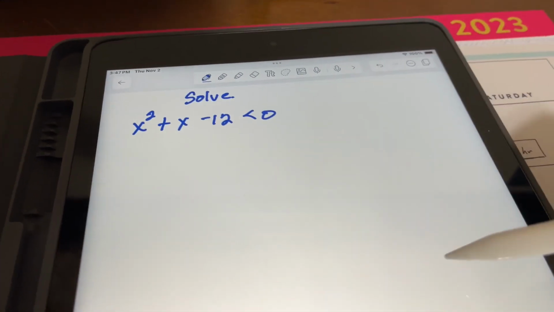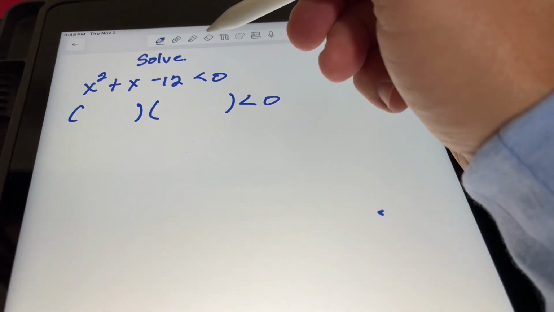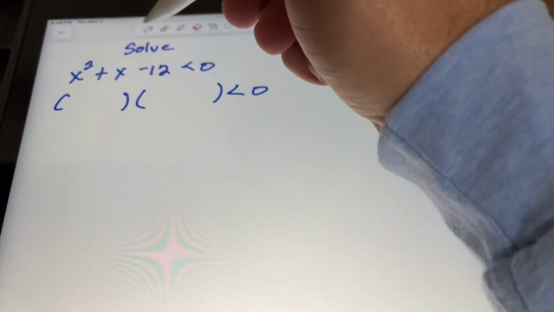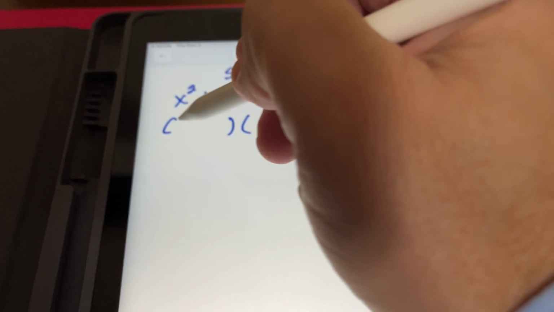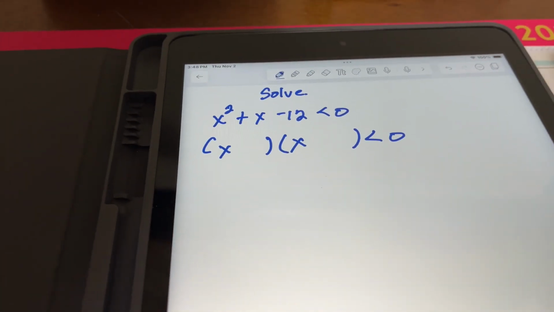And so we'll use the guess and check method. What I'm going to do is put down two sets of parentheses like this. And in this slot, it's x times x. X times x is x squared.